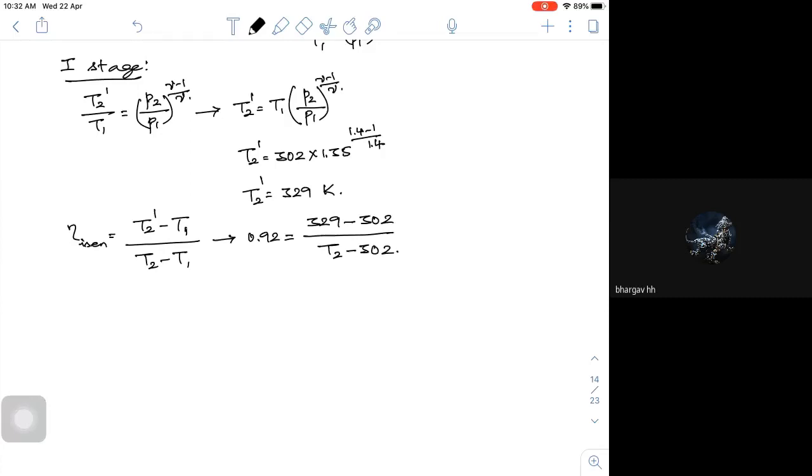If I do a cross multiplication, T2 minus 302 on the left hand side, 329 minus 327 by 0.92 plus 302. If I do that, I'll end up with T2, which is 331.35 Kelvin, which is greater than your T2 dash. I can verify it on my TS diagram.